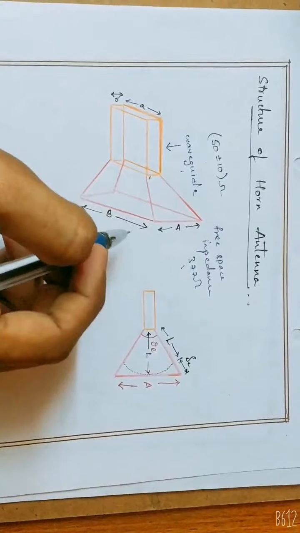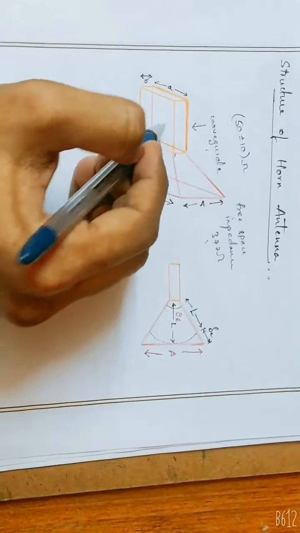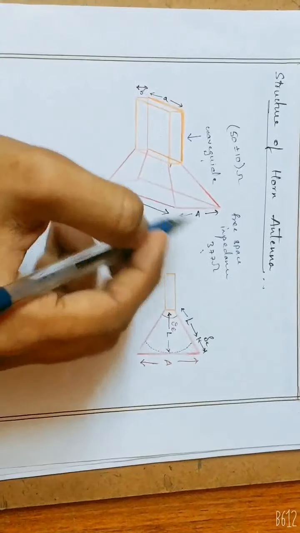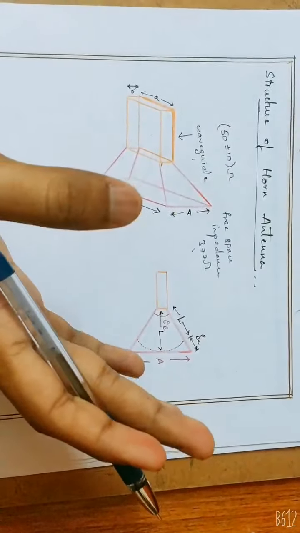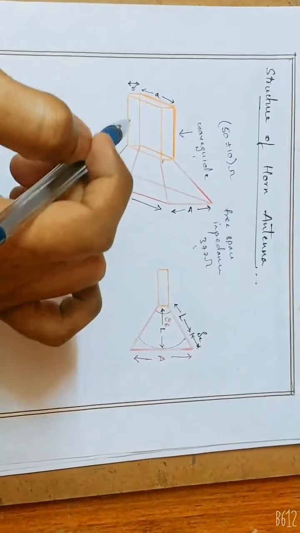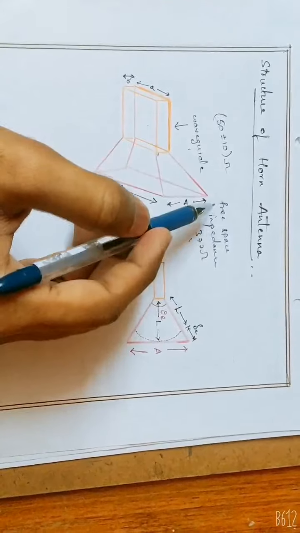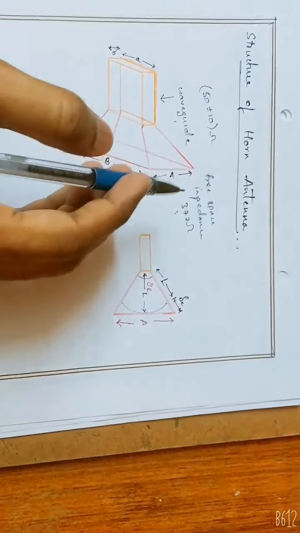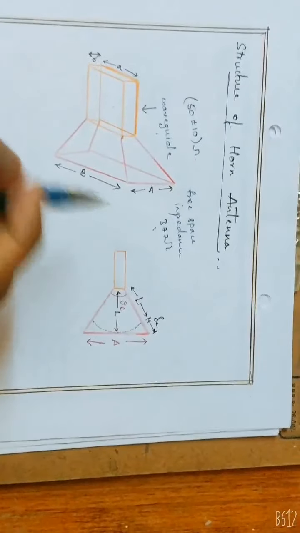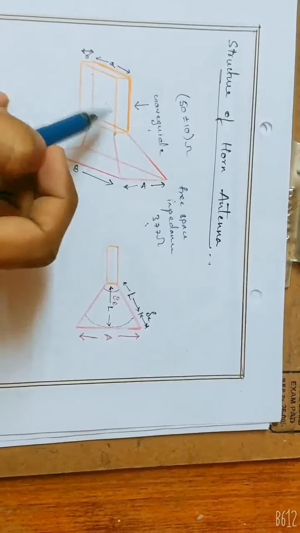Now this dimension is larger than the dimension at the waveguide, so after having the larger dimension, it radiates in space. It provides impedance matching by flaring, as I just told you. One more thing, it also increases the directivity of this simple waveguide.